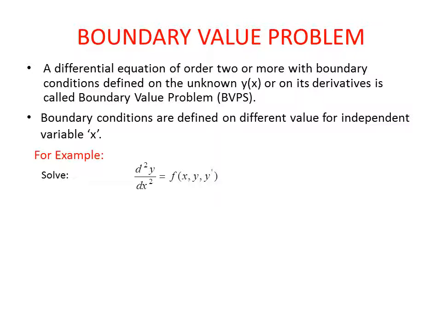For example, solve d square y over dx square, which is a function of x, y, y prime. This is a second order differential equation. So if there are conditions given at different values of the independent variable, like y at a is equal to y naught and y prime at b is equal to y1, where y naught and y1 are constants or known values, these are not variables.